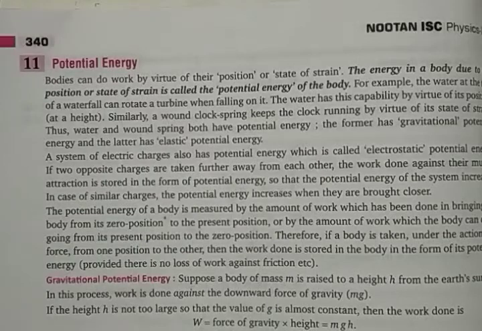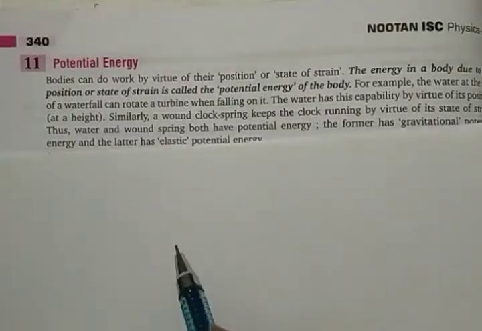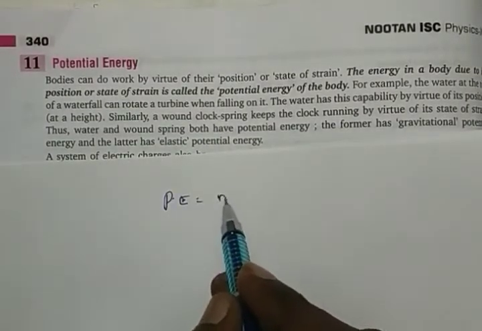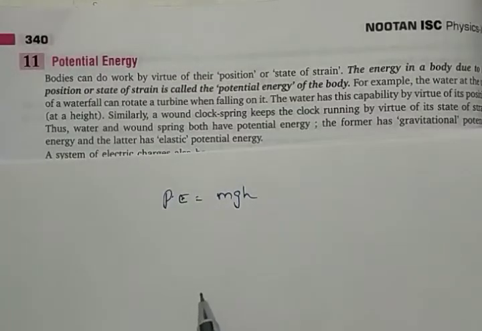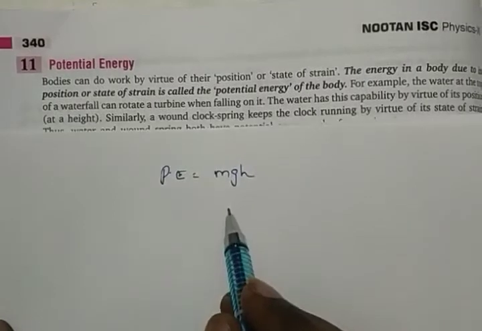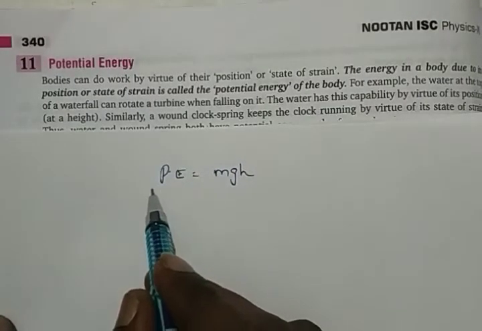Whenever I ask anybody what the formula of potential energy is, immediately they'll say potential energy is equal to M into G into H. It is a very well known formula. You have been doing this many times. But remember, potential energy is a major topic.